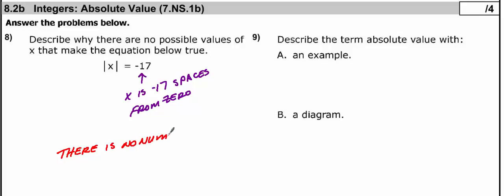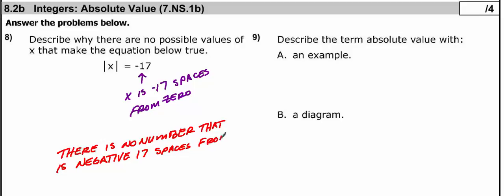Spaces are always positive. Now, if you think, well, that's what I said, absolute value is always positive, you need to give more reason. When you're asked to describe a situation, you can't just describe it by quoting some rule. You have to give it more information so somebody really understands why the rule's true. In this case, there is no number that is negative 17 spaces from 0. Just can't happen.